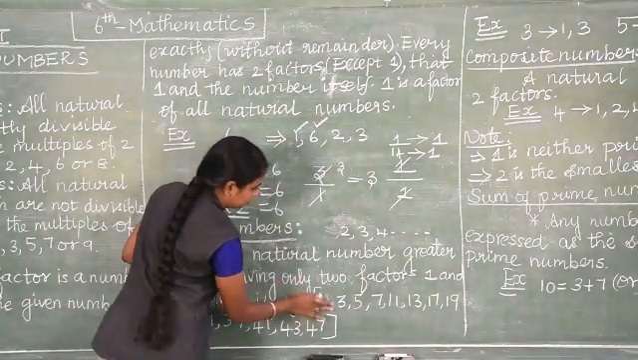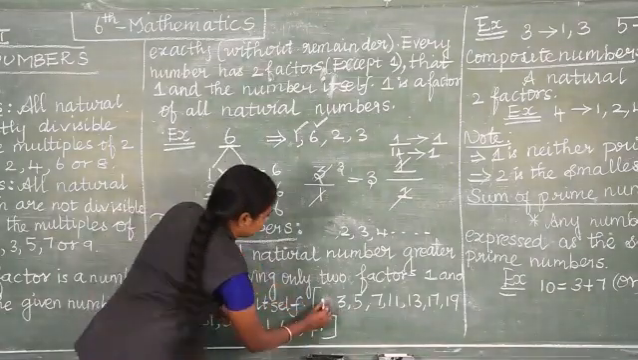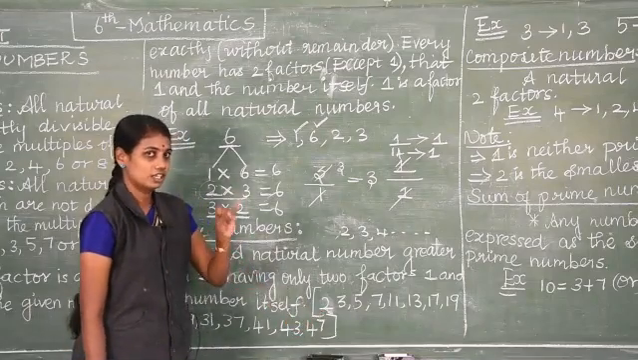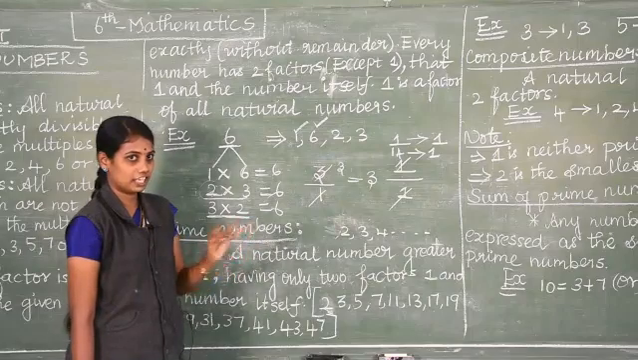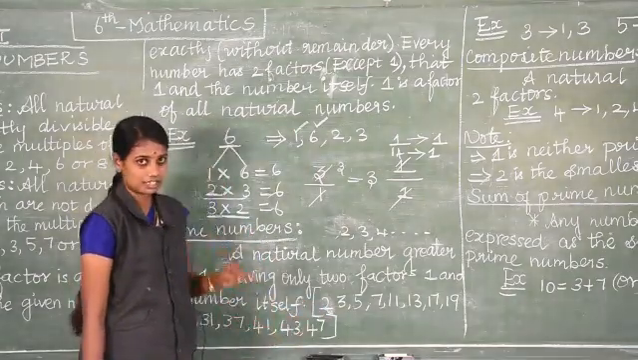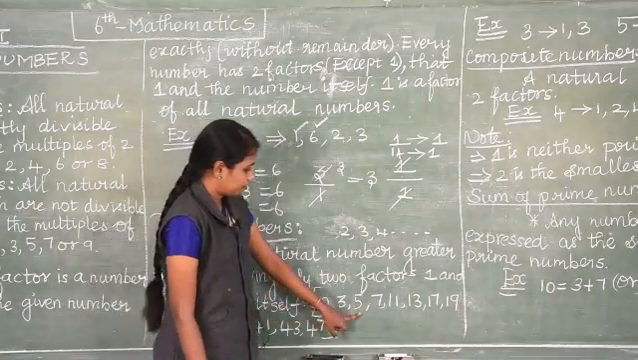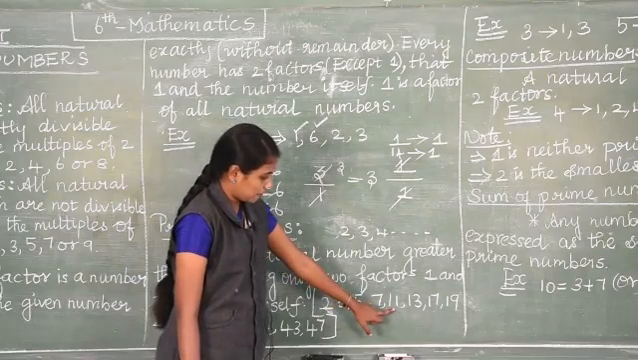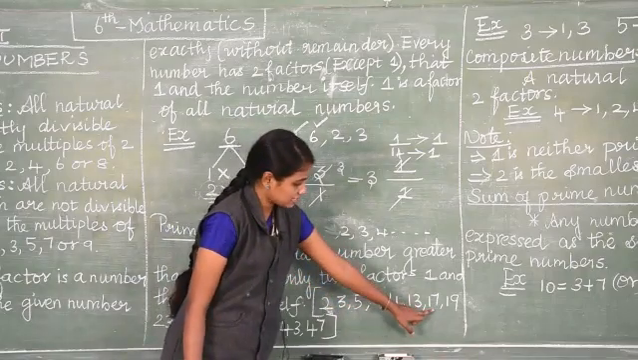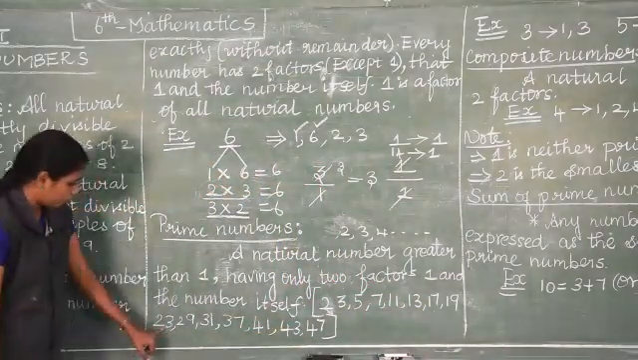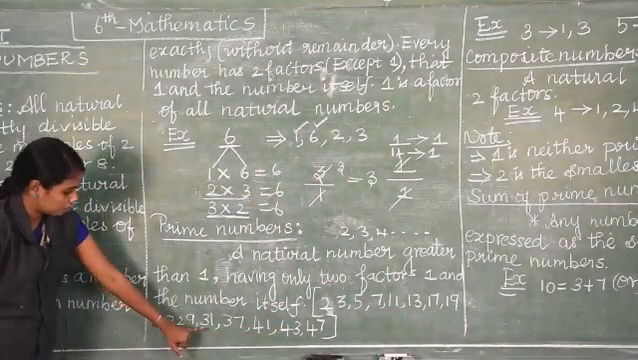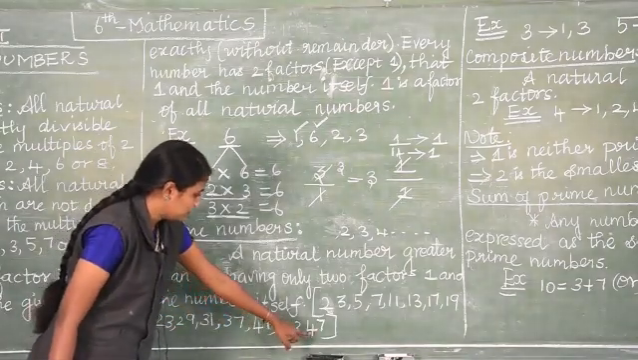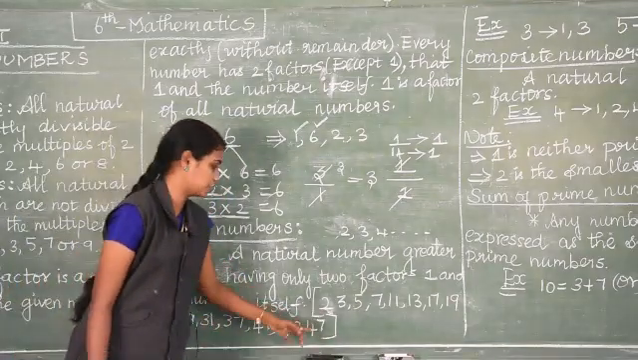Example: see here, this is 2. 2 has only two factors; it will come in the one table and the two table, and in no other table. Likewise 3 comes in the one table and 3 table, 5 in the one table and 5 table, 7 in the one table and 7 table, then 11, 1 and 13, 1 and 17, 1 and 19, 1 and 23, 1 and 29, 1 and 31, 1 and 37, 1 and 41, 1 and 43, 1 and 47. I have written 1 to 50.